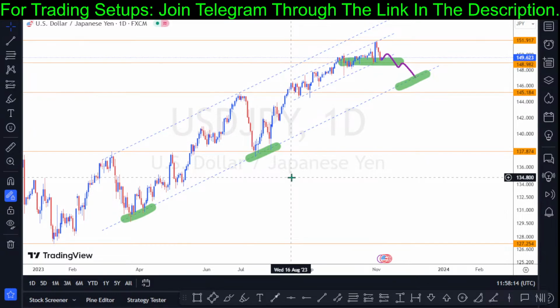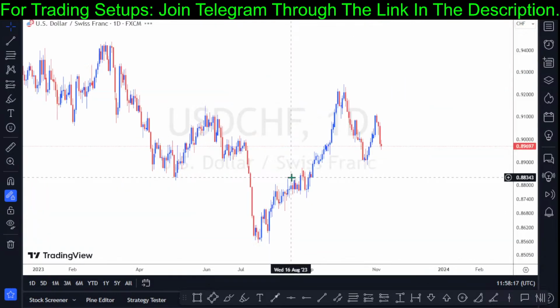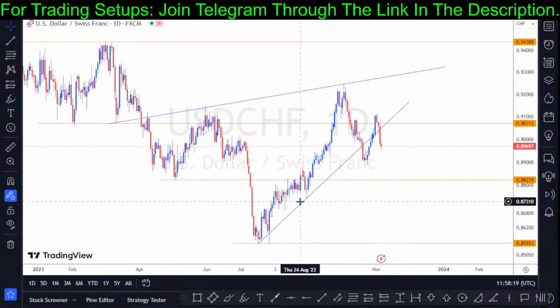Now let's check the USD Singaporean dollar. So this is for the Asian traders. Okay, USD Swiss. No, I do not have any.